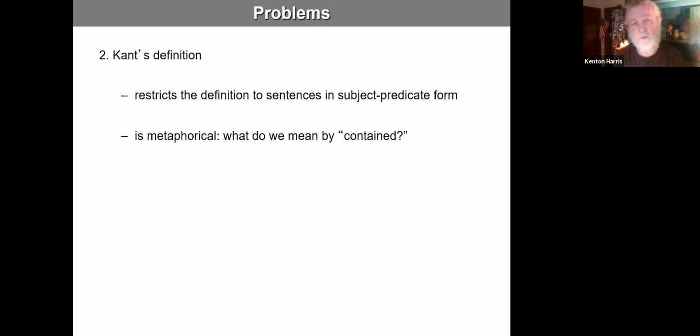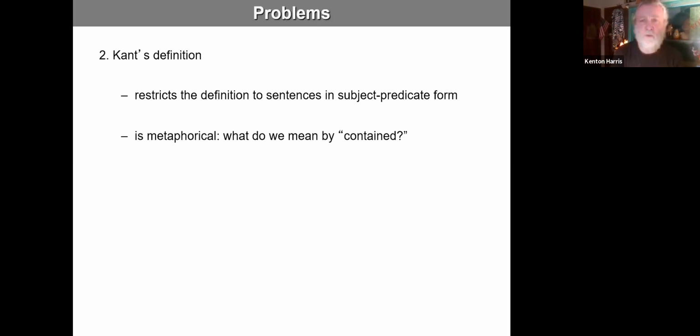Kant's definition, number one, would restrict us to sentences which are subject-predicate sentences. Okay, fine, but there are certain analytic claims that we might imagine are not subject-predicate. But worse than that, from Quine's perspective, is that it's more metaphorical, because he wants to say that the meaning of one term is contained in the meaning of the other. But what do you mean by contained?